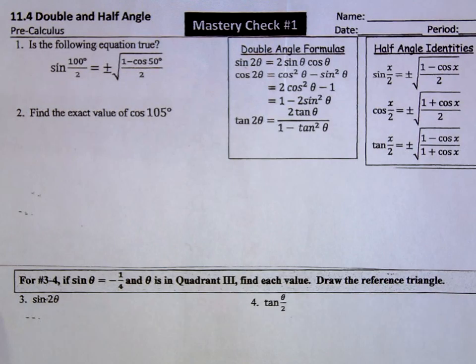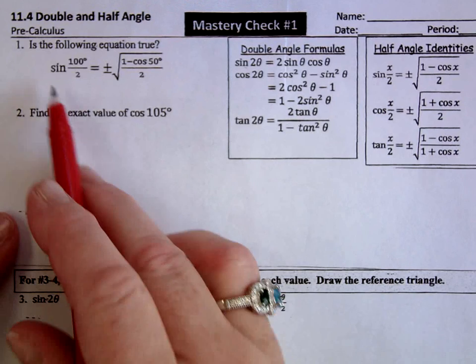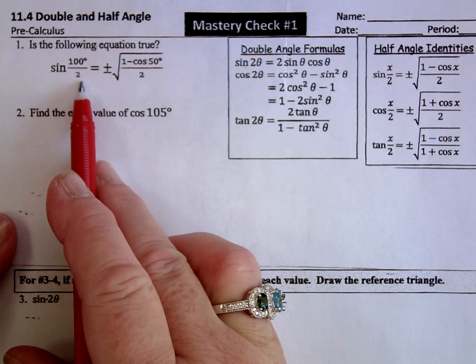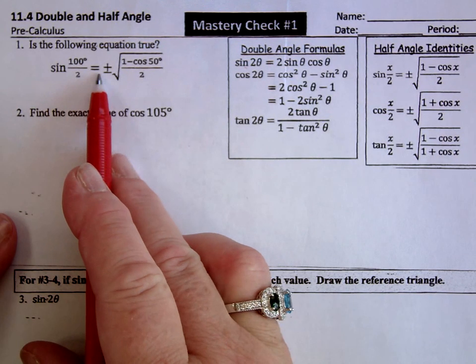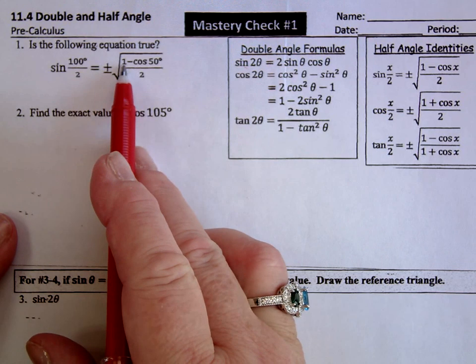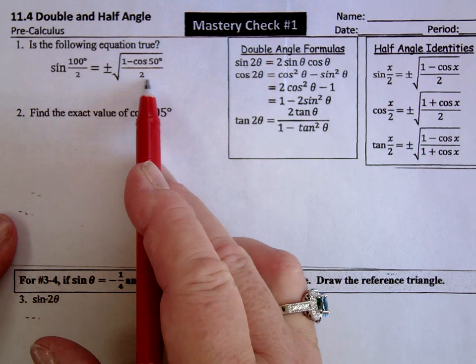All right, so here's our introduction. The first thing that they're going to say is, is this a true statement or not? So I have the sine of 100 degrees over 2 is equal to plus or minus the square root of 1 minus the cosine of 50 over 2.